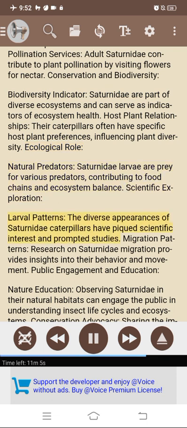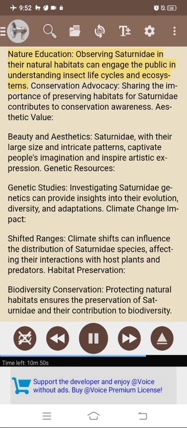Scientific exploration. Larval patterns: the diverse appearances of saturniid caterpillars have piqued scientific interest and prompted studies. Migration patterns: research on saturniid migration provides insights into behavior and movement. Public engagement and education. Nature education: observing saturniids in their natural habitats can engage the public in understanding insect life cycles and ecosystems. Conservation advocacy: sharing the importance of preserving habitats for saturniids contributes to conservation awareness.